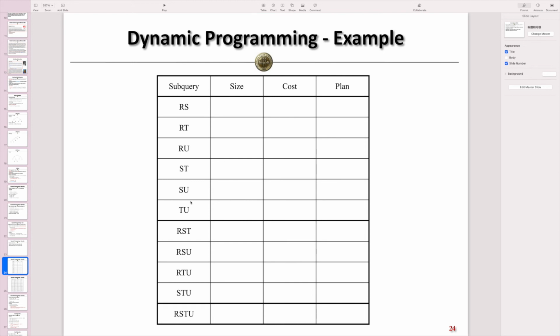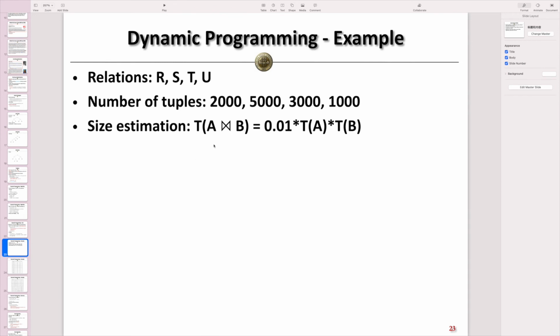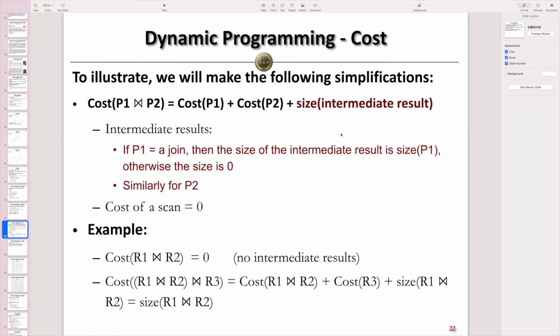According to the previous pages, we know that the size will be equal to 0.01 times the size of A times the size of B, right? Also, according to the previous pages, we defined how to calculate the cost for any 2 join terms. The cost for P1 join P2 will be equal to the cost of P1 plus the cost of P2 plus the size of the intermediate result. So for the scanning result, the cost will be 0, right?